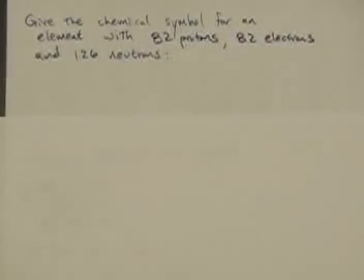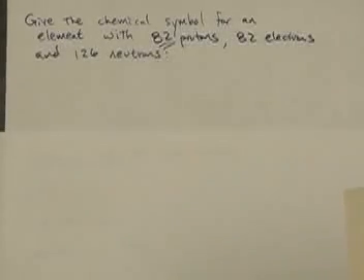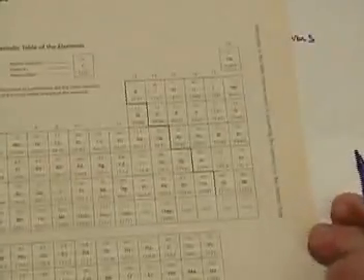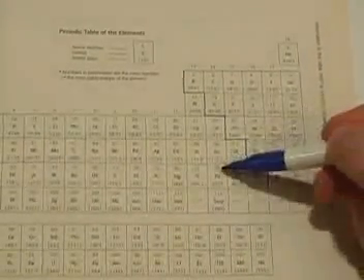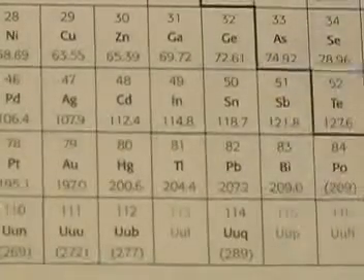Give the chemical symbol for an element with 82 protons, 82 electrons, and 126 neutrons. When you're given a problem like this, what you need to do first is look up what element has 82 protons, because it's the number of protons in the nucleus that makes an element be what it is. So look on your periodic table, find the element that has 82 protons, and if I zoom in on this, you can see that element 82 has the symbol Pb, 82 Pb. Pb is the symbol for the element lead, if you haven't memorized that yet.